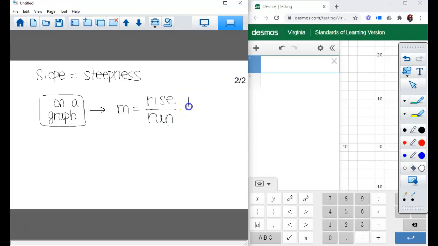We know that rise can go up or down, and that run can go left or right. If rise goes up, it's positive. If rise goes down, it's negative. If it goes left, it's negative. If it goes right, it's positive for the run. And then we've also learned to find slope with ordered pairs.